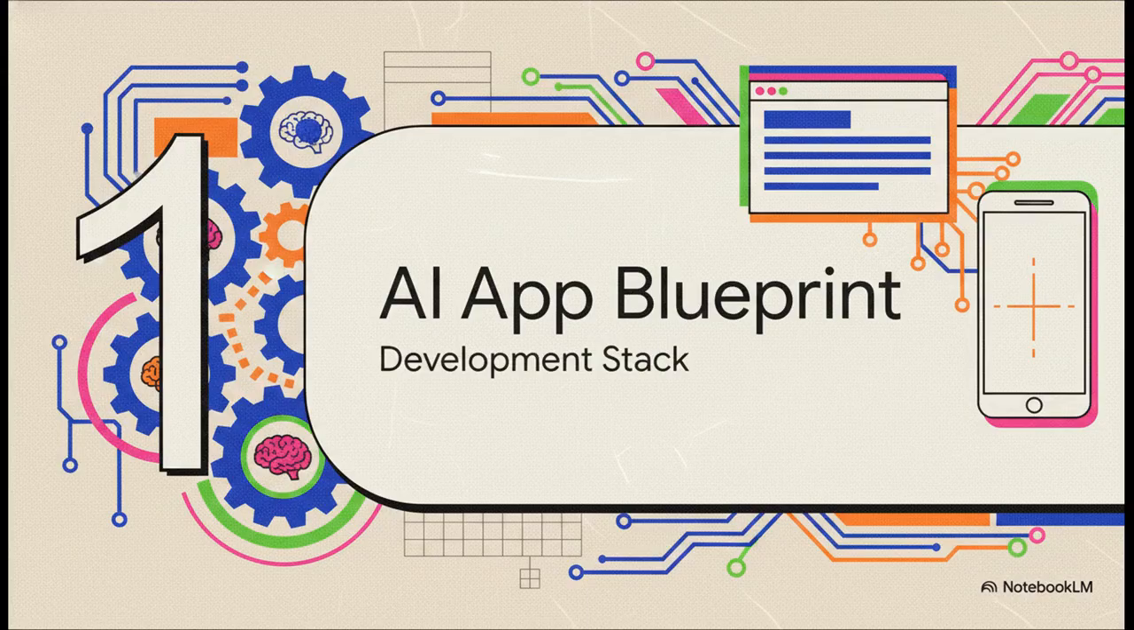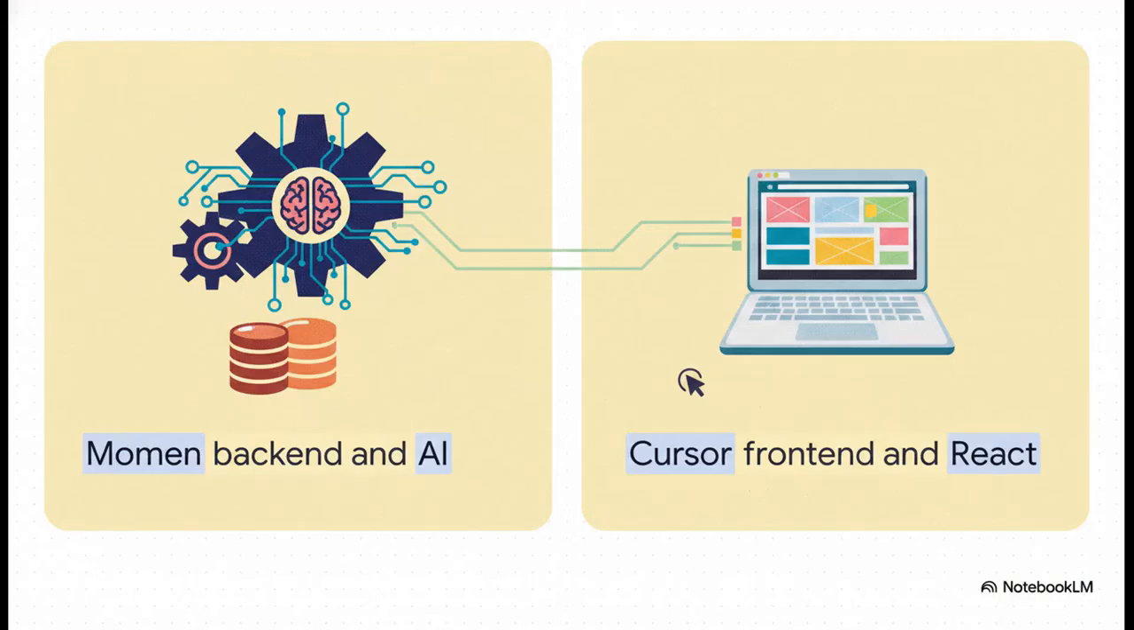Section 1. The AI app blueprint. Let's map out this development stack. It's honestly amazing how cleanly this workflow splits up the heavy lifting. By keeping our core logic, the relational databases, and all that intensive AI processing safely inside Moment and pushing all the visual React generation over to Cursor, we completely protect the architecture. This means that if your app suddenly goes viral, and hey, we hope it does, your database and backend logic can scale up seamlessly, completely independent of the user interface.